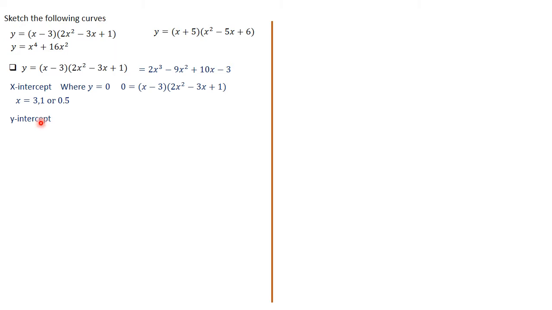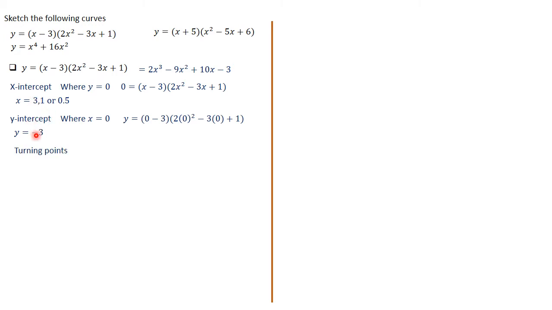We need the y-intercept. Where does the curve touch the y-axis? And therefore, the y-intercept is where x is equal to 0. So put x equal to 0 here, and you get y would be -3. Therefore, we know the curve touches the y-axis at the point -3.